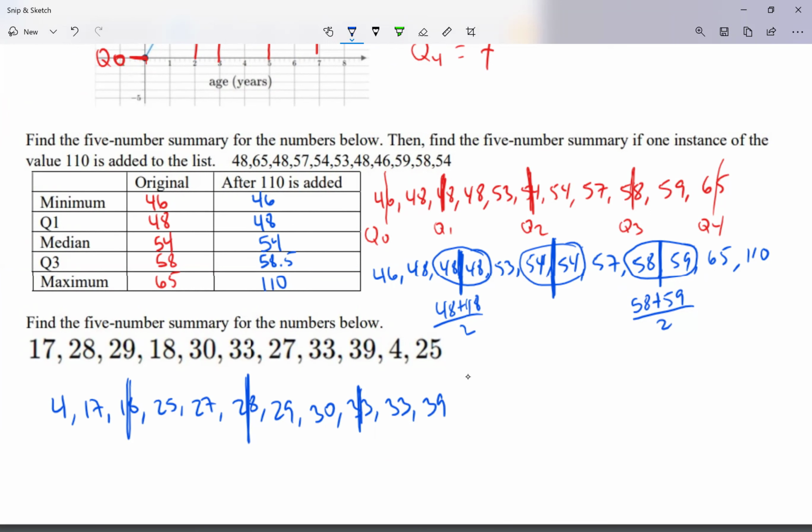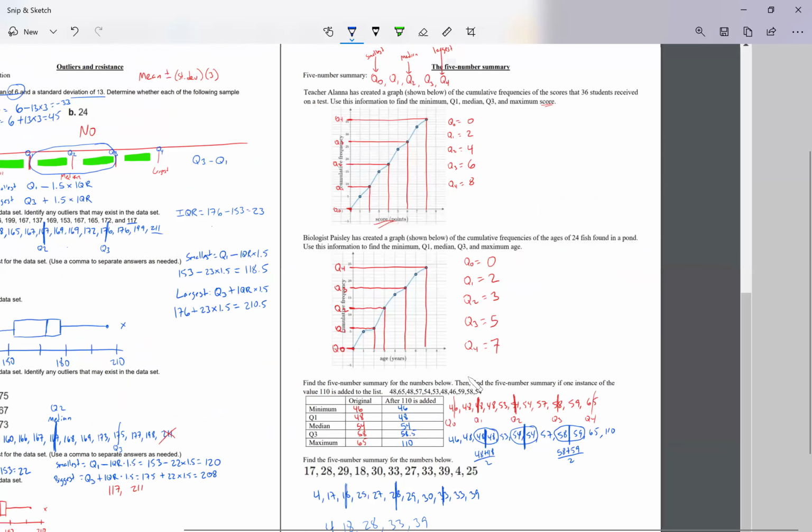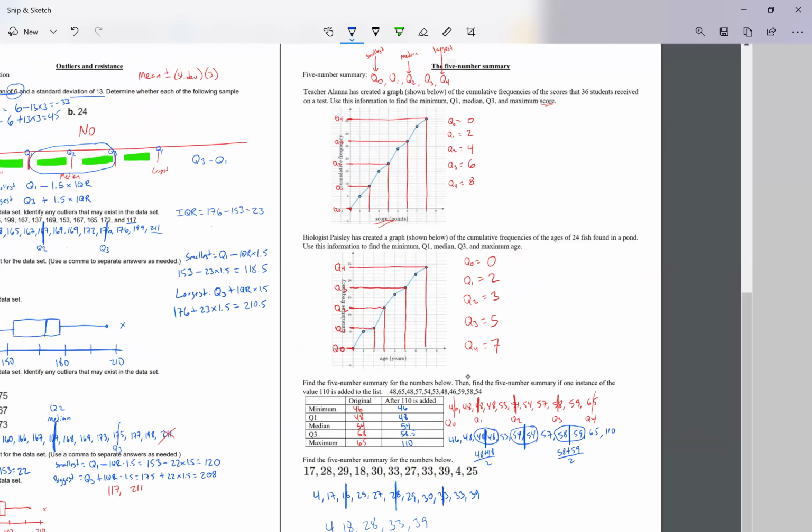Which one's the smallest number that we see on the list? 4. Which is my quartile 1? 18. Which one's the median? 28. Which one's my quartile 3? 33. Which one's the largest number, the maximum that I see on my list? 39. So remember, the 5-number summary is the minimum or quartile 0, quartile 1, quartile 2, which is also known as the median, quartile 3, and quartile 4, which is also called the maximum or the largest.